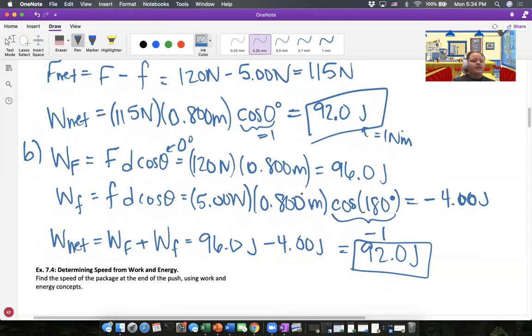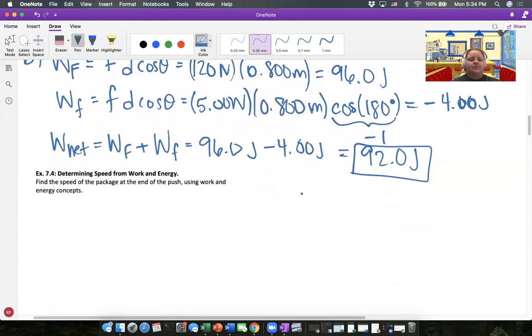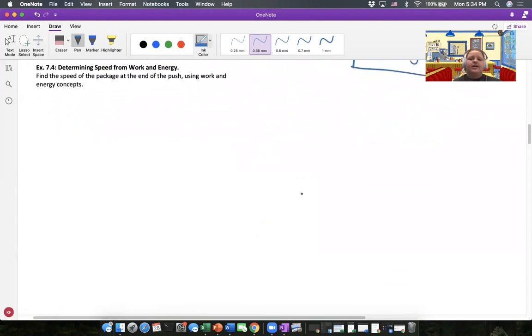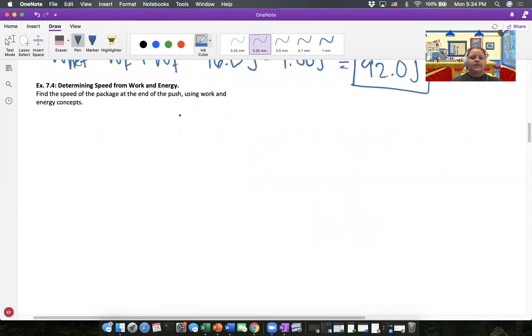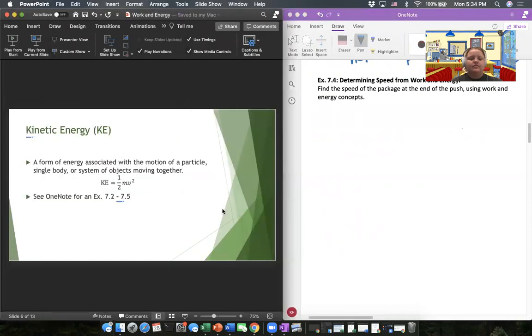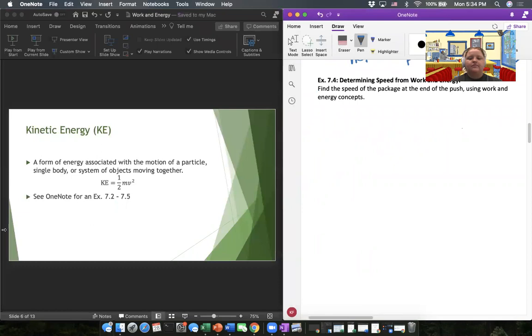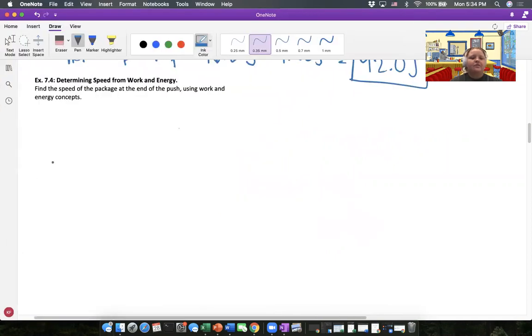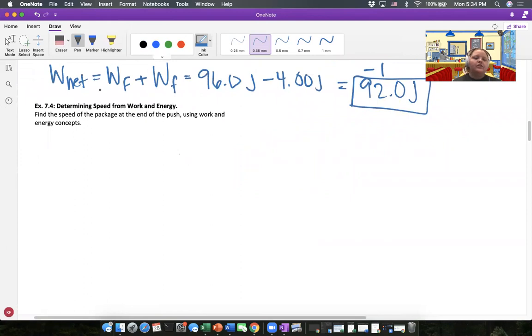All right, so we're going to go ahead and move on to our next example now. Example number 4, and here we're looking at the exact same problem. Actually, we want to go to example 5. Now we want to find the speed of the package at the end of the push, and we're going to use energy and work concepts.